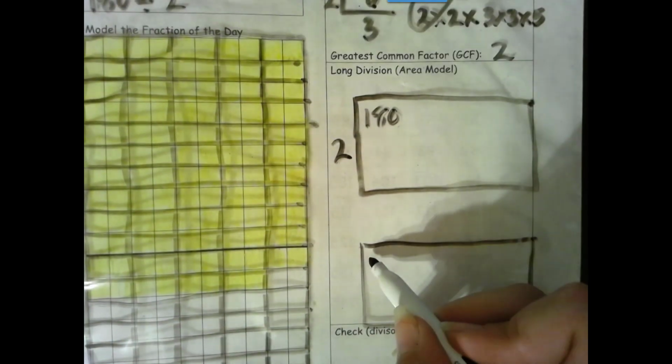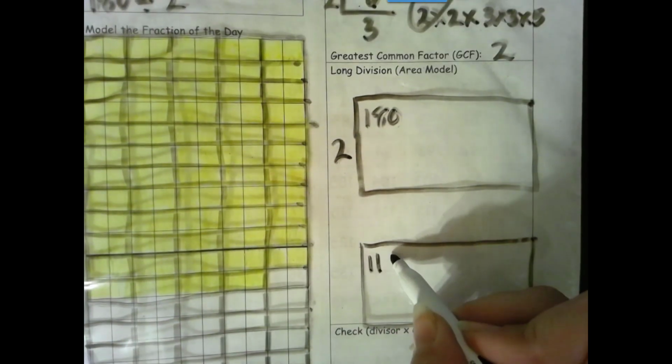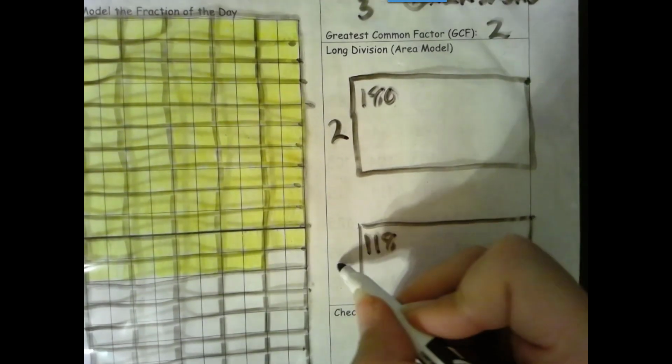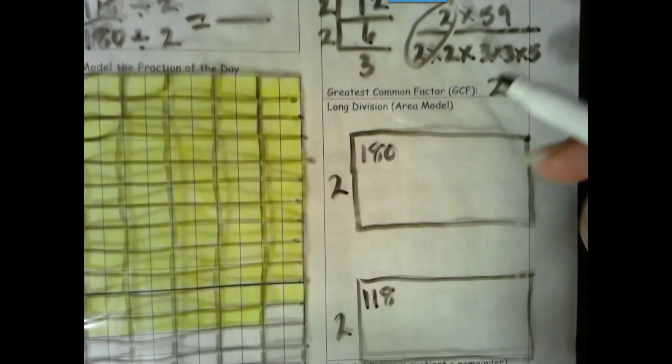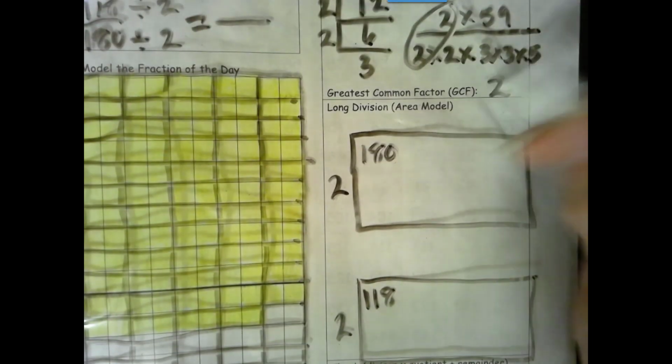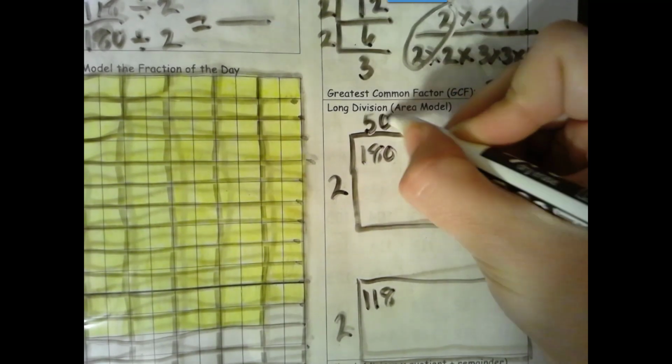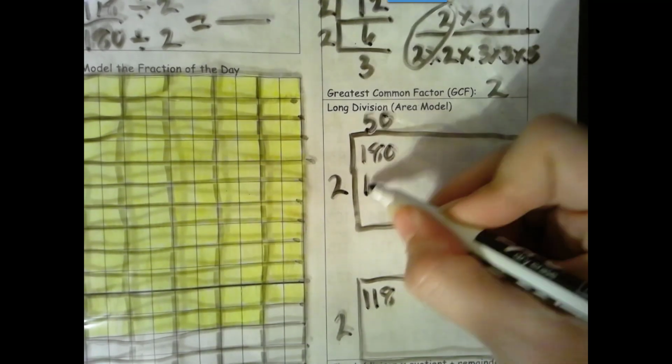Okay, inside this rectangle there's 118 square units. This side is 2. We have to find the other side. So here, 50 times 2 is 100.